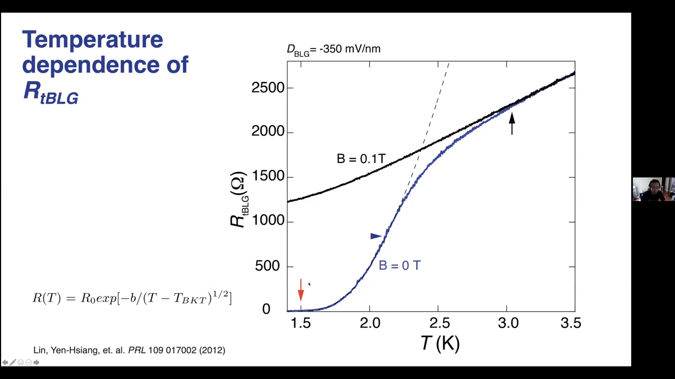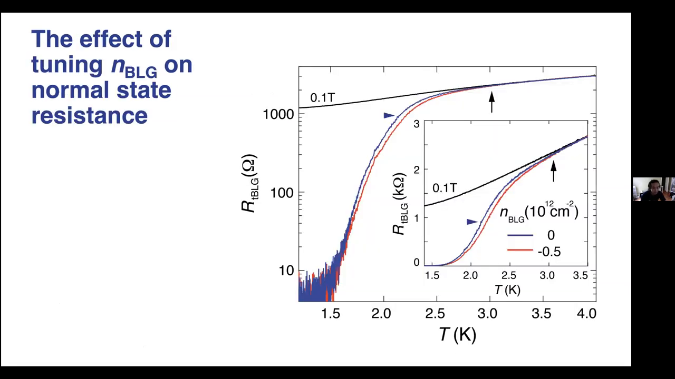So we can see that there are a few different temperature regimes, right? There's the normal state, then the mean field transition regime, and at very low temperature, maybe phase fluctuation dominates. And if we look at the effect of tuning carrier density in bilayer graphene, you can see that it has almost no effect on the normal state resistance. What this tells us is that, while there's a clear effect on the TC, the change in TC when we tune carrier density in bilayer graphene is not because we're changing the impurity screening from the nearby metallic layer. So we can rule that out using this simple measurement.